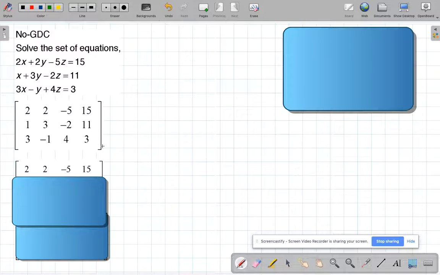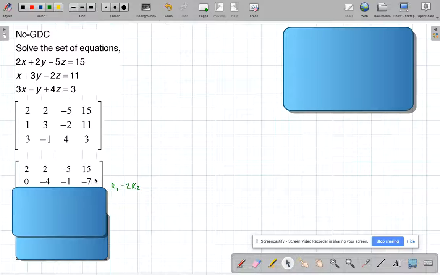And the second row, I want this here to be 0. So to get that to be 0, I'm going to take row 1, and I'm going to take away 2 lots of row 2. So you can see that this 2, take away 2 lots of this, gives me 0. But also 2 take away 6 gives me minus 4, and minus 5 take away minus 4 gives me 1, and so on. So the second row is written like this: 15 take away 22 minus 7.